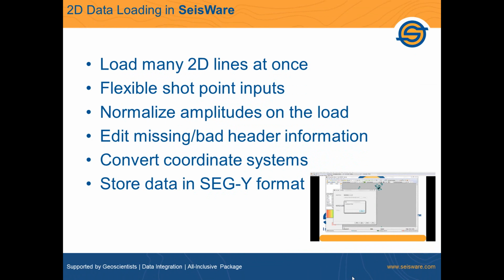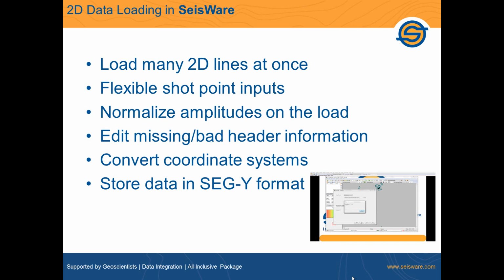While that's running, I'm going to go over what we just covered. So in SeisWare, we have the ability to load lots of 2D lines all at the same time. I don't have to worry about lines being in different folders or in different places. It's really easy and straightforward to just grab them all and load them all in one step. We have some flexibility with our shot point inputs. So I was able to scale mine, but we can also edit them in case they're not incrementing properly.